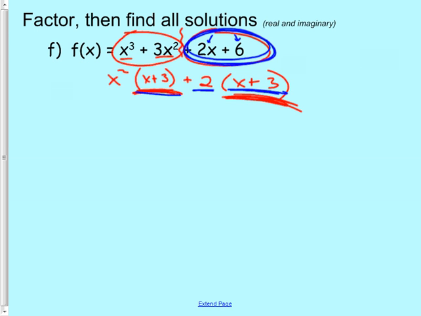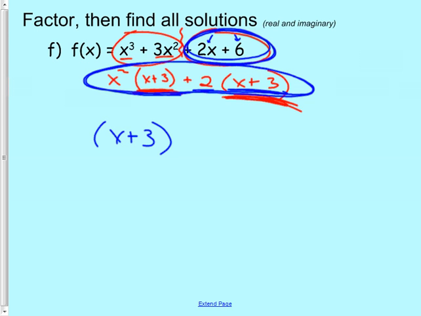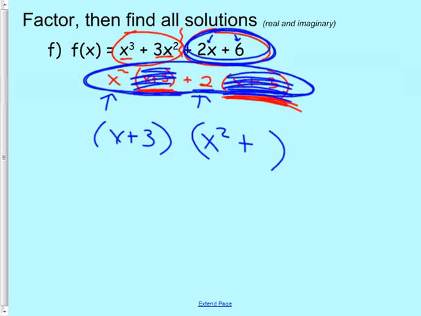Do you get in the big picture now of this problem that both of them have an x plus 3 in them? And so I can pull that out to the front. And after they get pulled out to the front, what is left goes here. And what's left? That and that. X squared plus 2. There we go. Factored all the way.